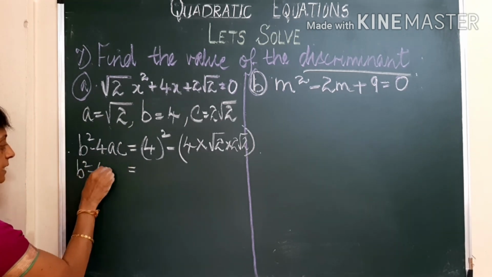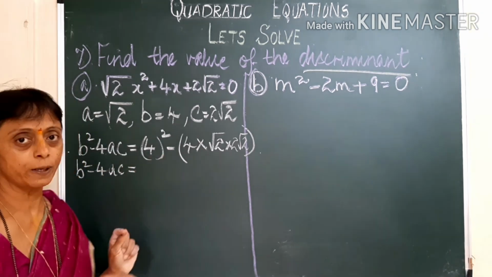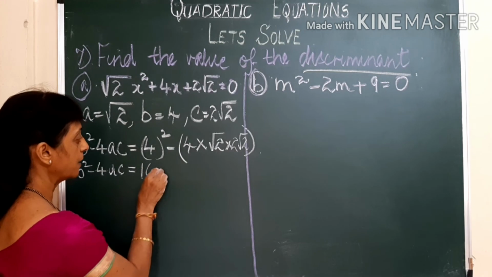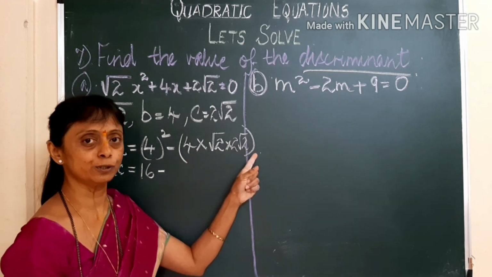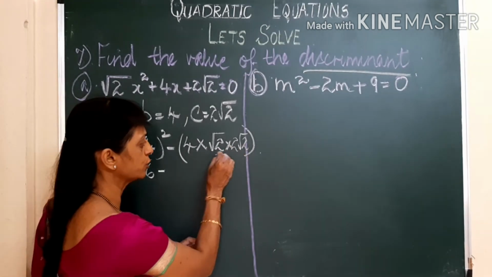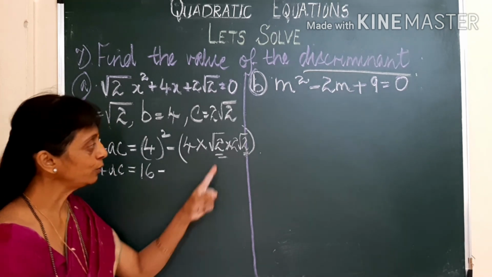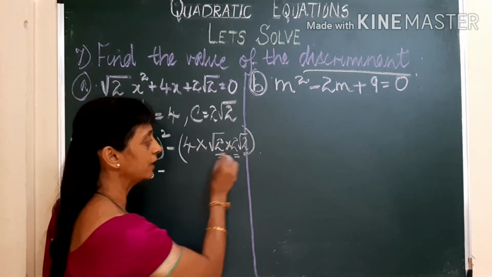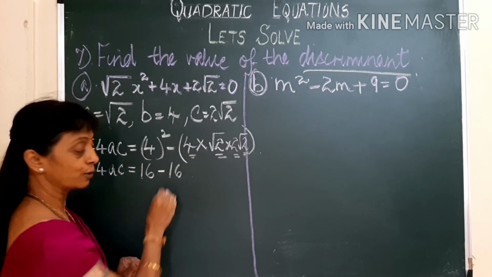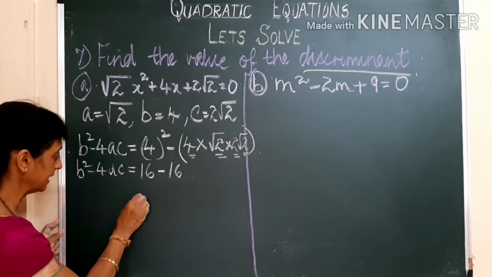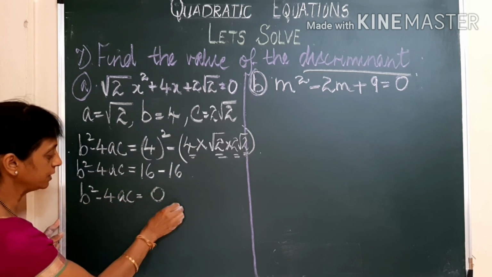Therefore, b square minus 4ac, 4 into 4, that is 4 square gives you 16 minus, now over here children, 4 into root 2 into 2 root 2. Now what is root 2 into root 2, children? Root 2 into root 2 is 2. 2 into 2 gives you 4 and 4 into 4 gives you 16. So the answer over here that you get is b square minus 4ac is equal to 0.